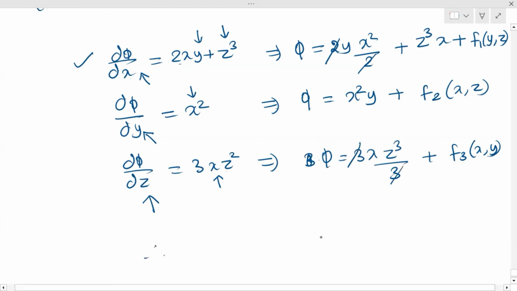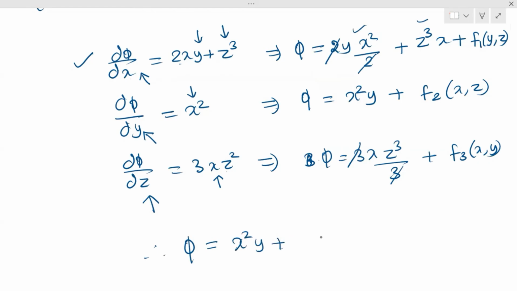So we have to combine all these 3 phi and write the single phi. First write these two terms, x square y plus x z cube. See here for the second term x square y already it is there. We should not repeat the terms because we did the partial integration. So don't write this one again, and also write x z cube. So this is the scalar potential.